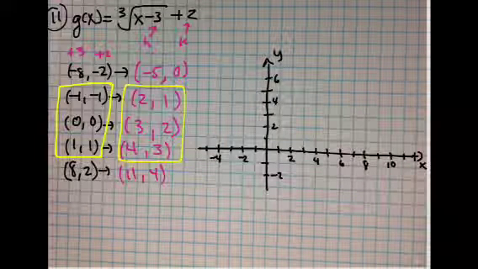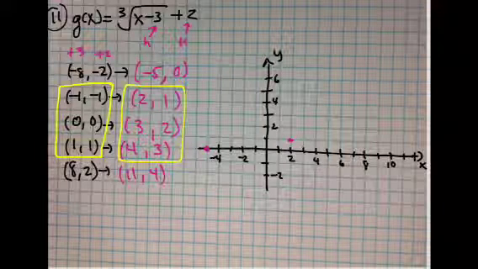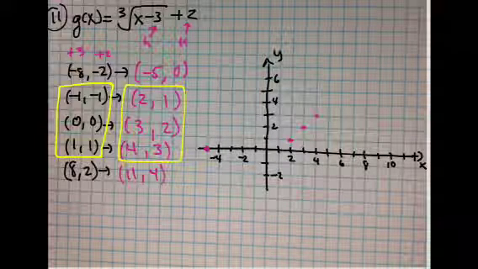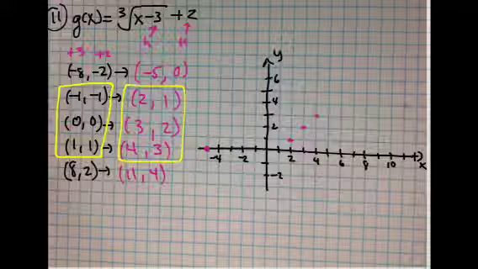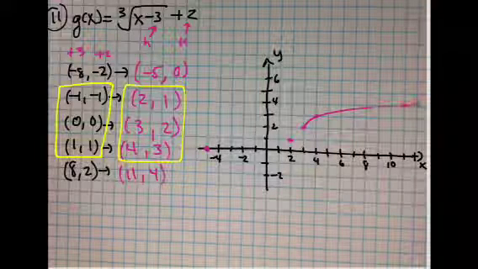Alright, so negative 5, 0; 2, 1; 3, 2; 4, 3; and 11, 4. Okay, and so connect the two points and connect the other 3.